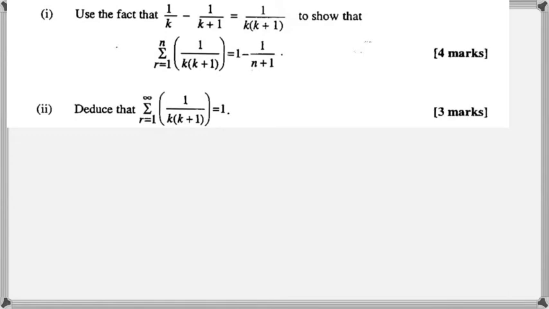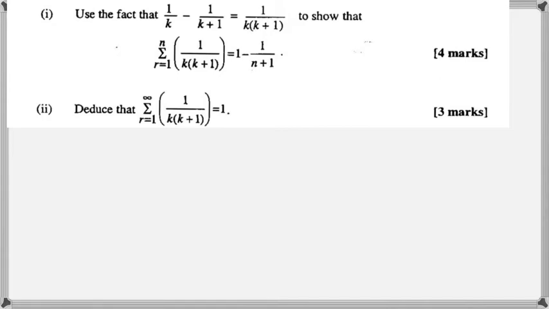In this video, we're going to tackle a question from Module 2 of Pure Maths Unit 2. It is on the topic of series, more specifically, method of differences. So without further ado, let's get into the solutions.